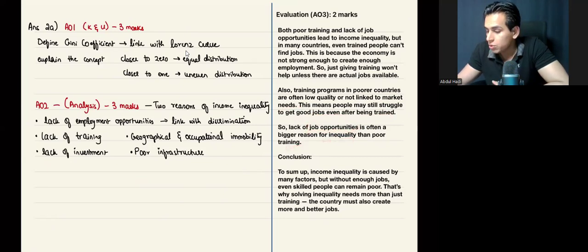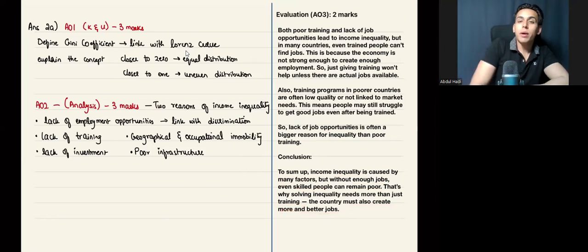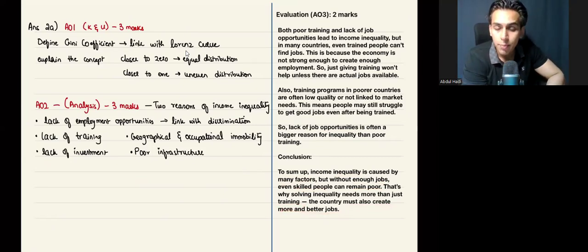So now this is my conclusion. To sum up, income inequality is caused by many factors, but without enough jobs, even skilled people can remain poor. That's why solving inequality needs more than just training. The country must also create more and better jobs. So I have compared training with employment opportunities, and in the end, I have justified that even if you are a trained individual, there is no guarantee that you will find a job. All right, so this is how you will end your 8 marker.